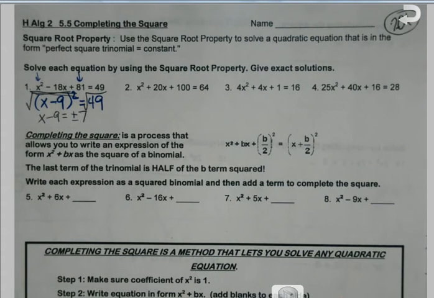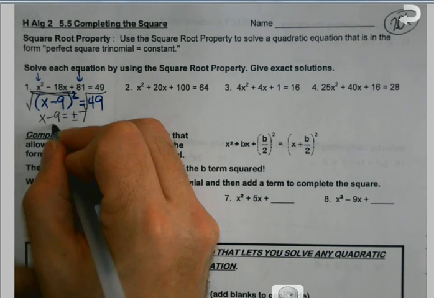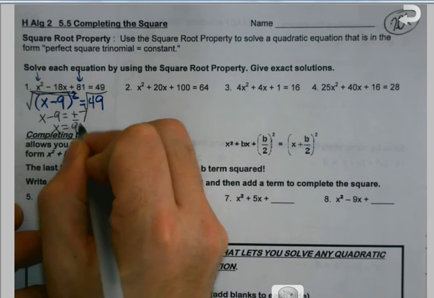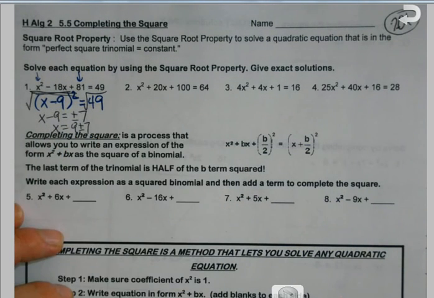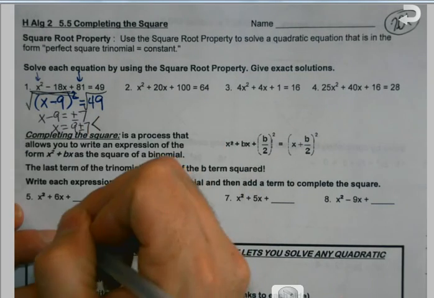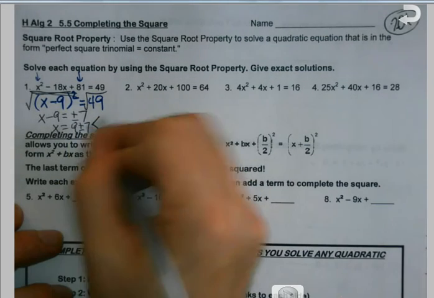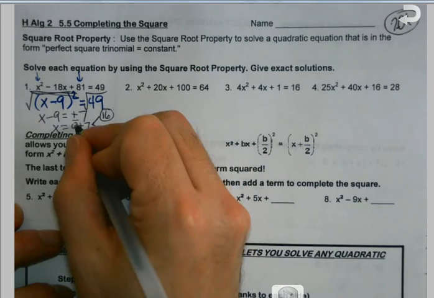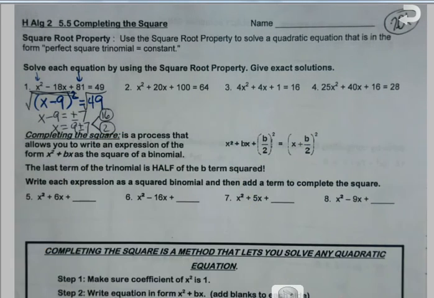And in this case, since it was a perfect square and broke right down for me, I'd have 9 plus or minus 7. But we always simplify when we get to this point. We don't just leave things that way. So 9 plus 7 is 16. 9 minus 7 is 2. And I've got my two solutions for my problem.